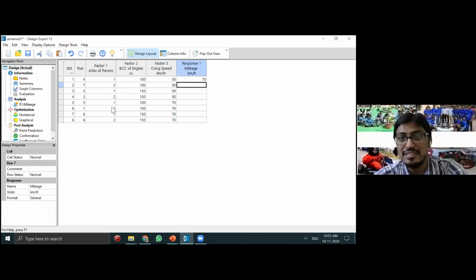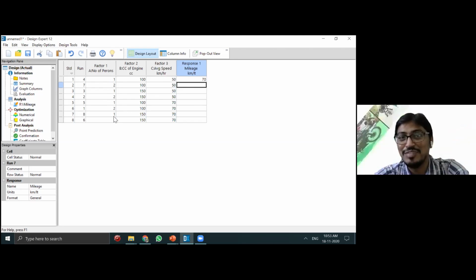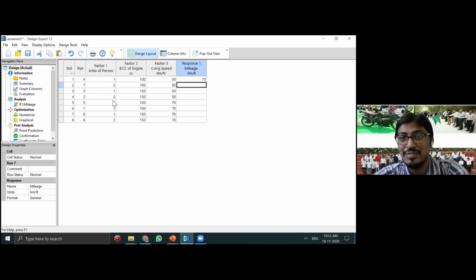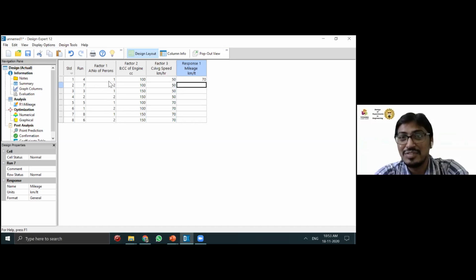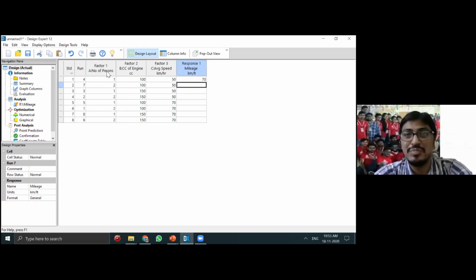Don't say that sometimes the order will be different for you. The order will be different sometimes. It will be 1 1 1 1 and then 2 2 2 2. So please just concentrate on the levels here in your Design Expert. Please concentrate on the levels.